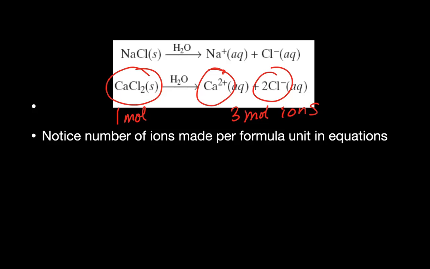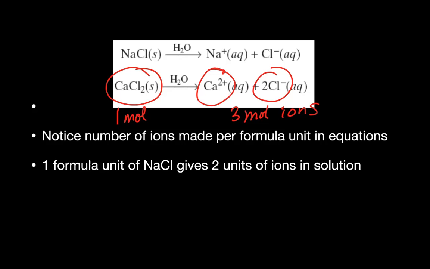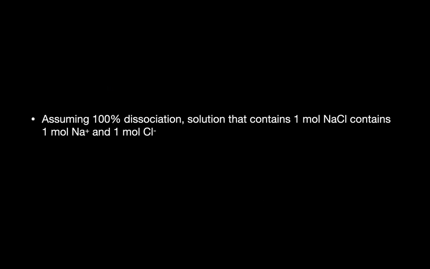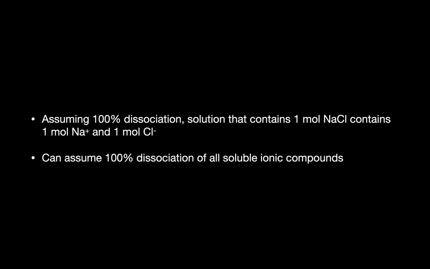I'll bring it back next week when I talk about colligative properties. So for ionic compounds, when you dissolve them in water, they're going to be separated into multiple moles of ions. So 1 formula unit of sodium chloride gives 2 units of ions in solution, and for calcium chloride, it's 1 versus 3. For this idea, we assume 100% dissociation, meaning that all of the sodium chloride separates into ions. For soluble ionic compounds, you can always assume 100% dissociation.